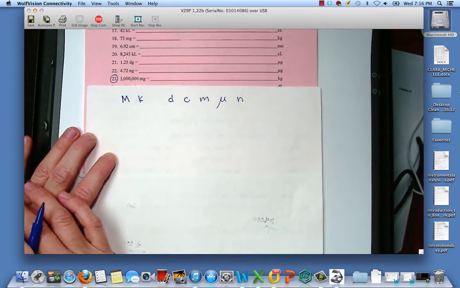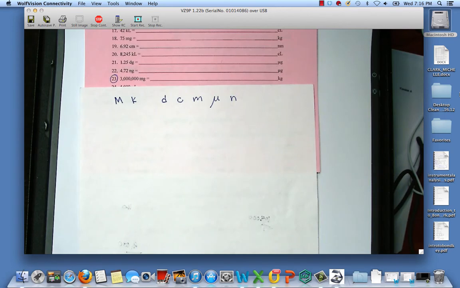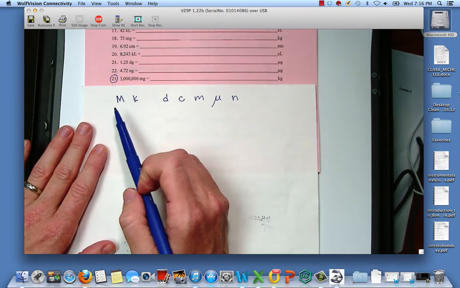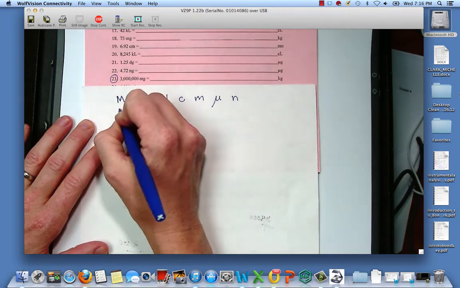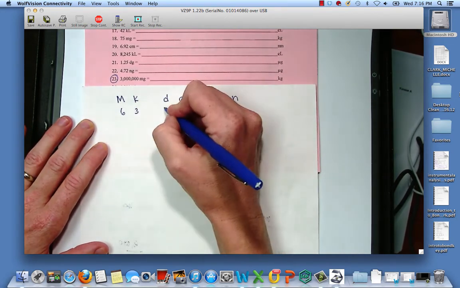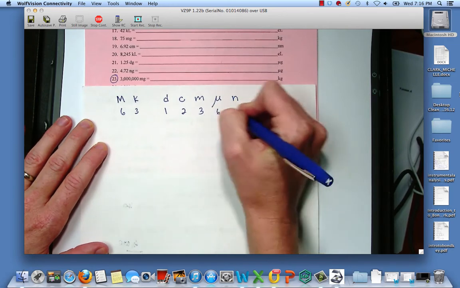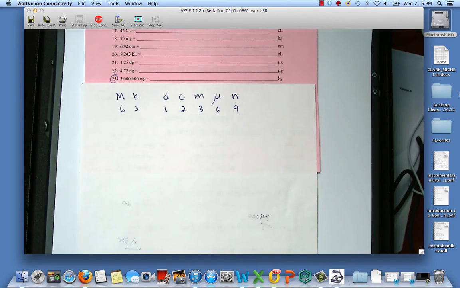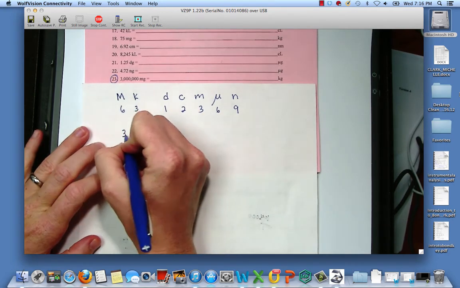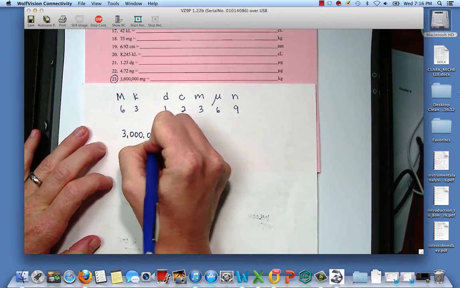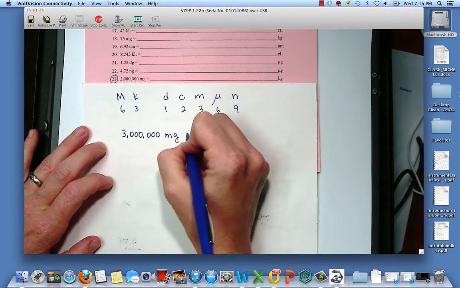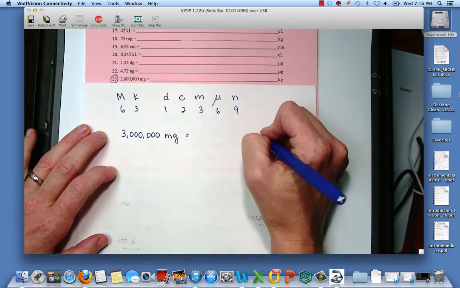So everybody has their own ways of studying, and coming up with these little sayings makes it easier for you to remember. So I love that. So then the number of places that you need to move. What is it? How does it go? 6, 3, 1, 2, 3, 6, 9. So number 23 on page 13 of the pink book. You start off with 3 milligrams, not mega, and you want to get to kilograms.